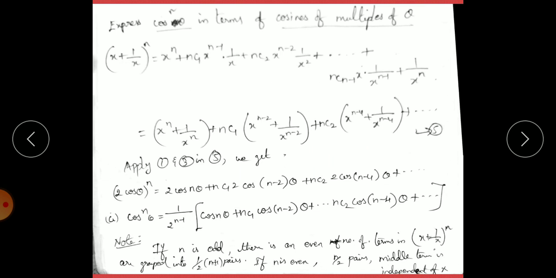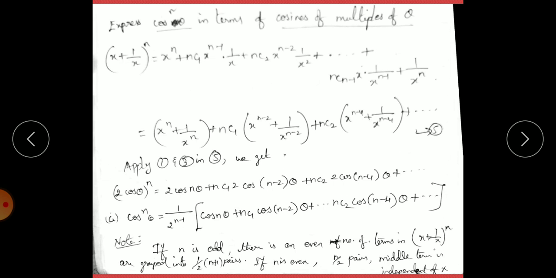We get the answer: x plus 1 by x is 2 cos theta, so (2 cos theta)^n. Then x^n plus 1 by x^n is 2 cos n theta, plus nC1 into 2 cos (n minus 2) theta, and so on. If you take 1 by 2^(n minus 1) as common, then you write the remaining terms. If n is odd, there is an even number of terms, that is, (n plus 1) by 2 pairs. If n is even, then there are n by 2 pairs, and the middle term is independent of x. I will show you in the problem so you get a better understanding.